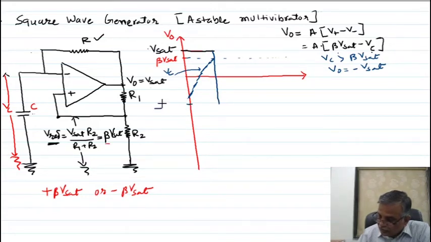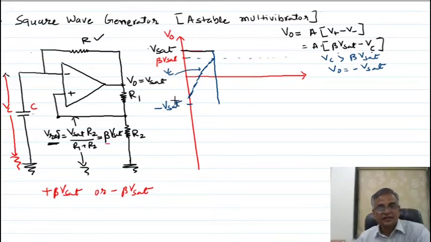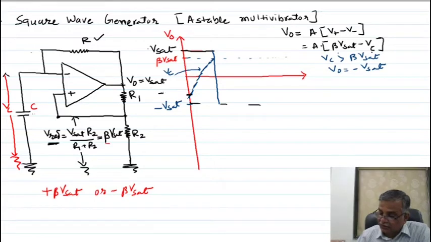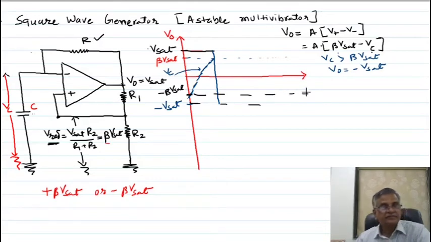This is your minus V set. As the output becomes negative, I am showing you minus V set, my negative V set. As a result, this voltage will be changed. This voltage is nothing but your minus beta V set. So the reference voltage becomes negative.